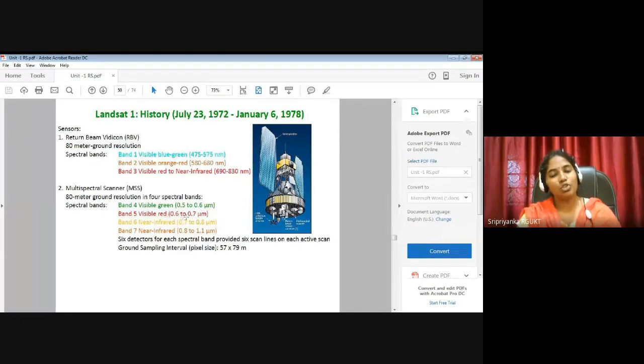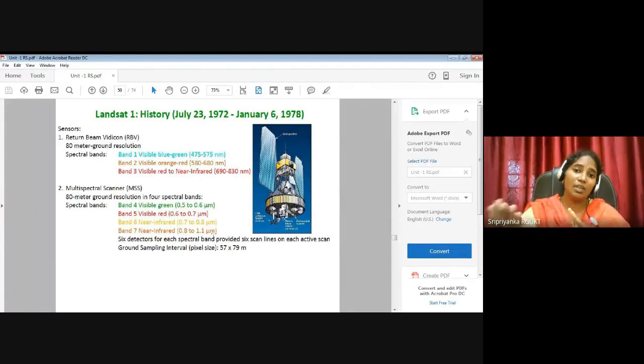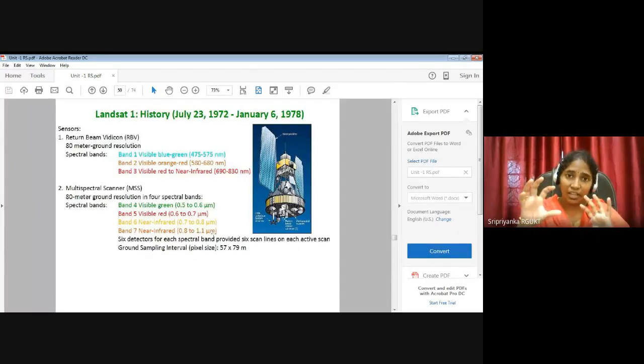Then visible red, 0.6 to 0.7. Near infrared, 0.7 to 0.8. Near infrared, another band, 0.8 to 1.1. So you can see the different wavelength ranges. The earlier 3 bands have a different range, these 4 bands have a different range, right? Now what is happening? All these 7 bands are designed for this satellite, and when this satellite goes there, whatever reflection is coming from the ground in these respective wavelengths is captured.